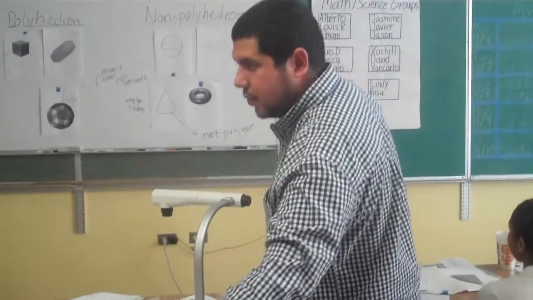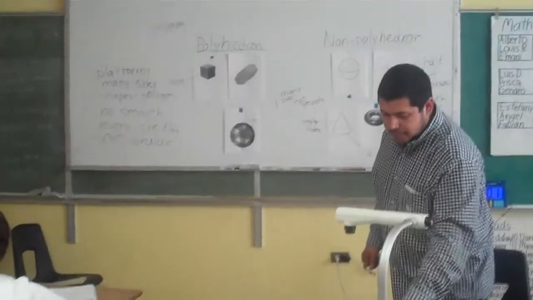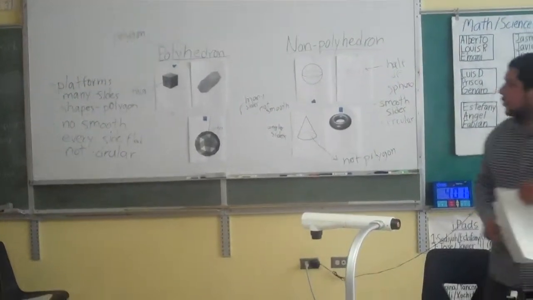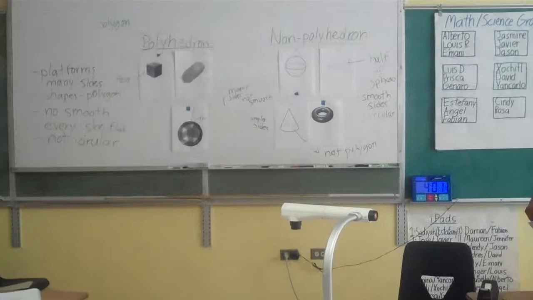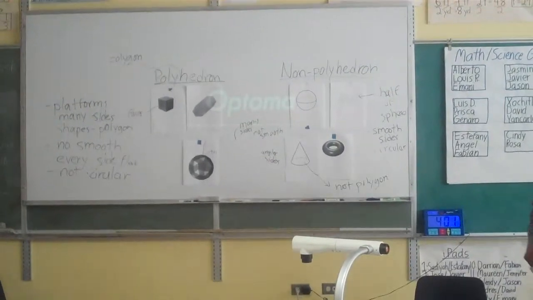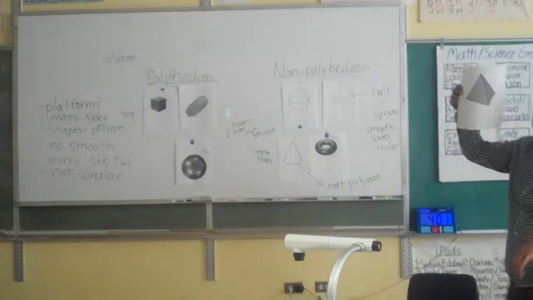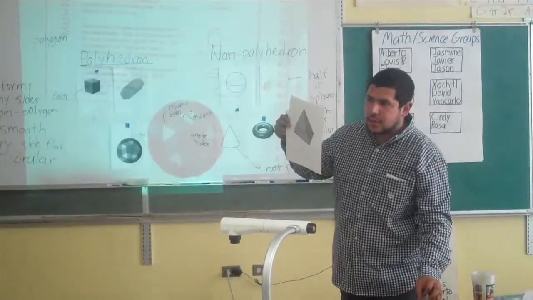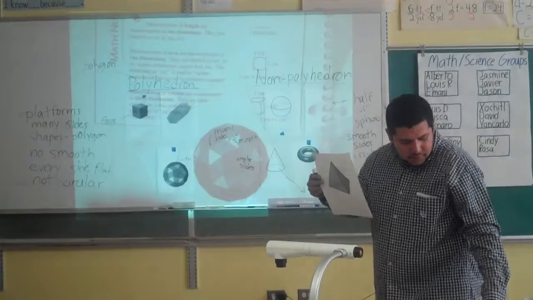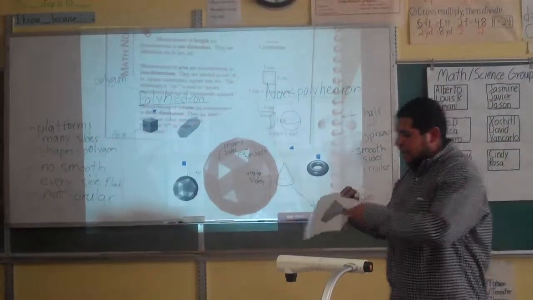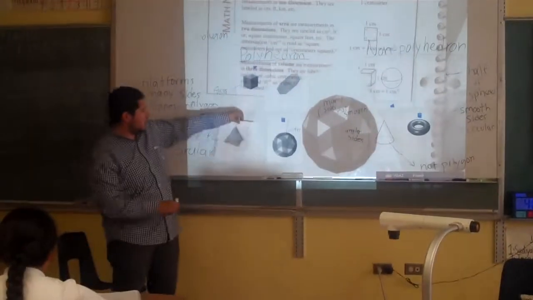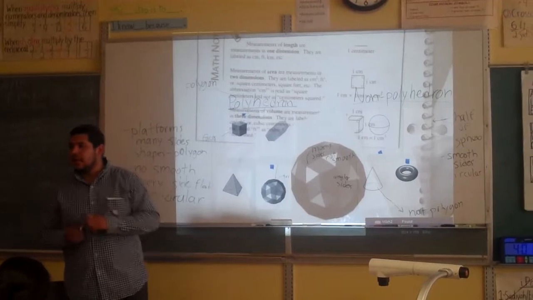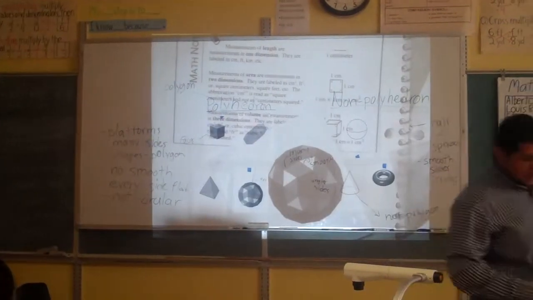Actually, while I get this warmed up, I'll have the following people tell me where to place these now that we have a better idea. Sochi. Polyhedron or non-polyhedron? Okay, and why? It has sides, and what else? It's big. Sides, anything else? Faces, okay.